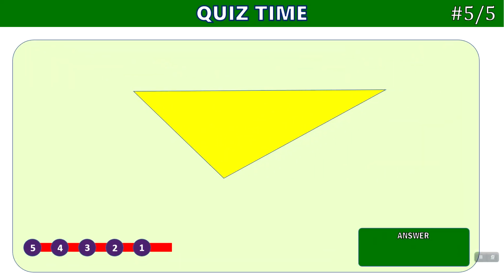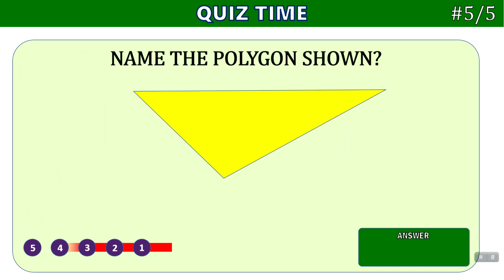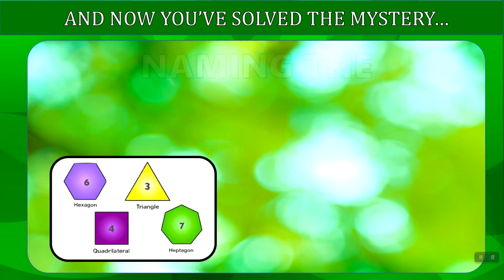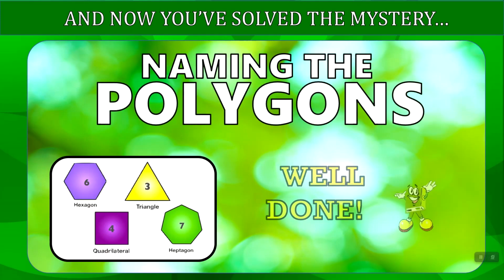And number 5, name the shape below. This is an easy one. The answer is triangle. We know a 3-sided shape is known as a triangle. And now you've solved the mystery of naming the polygons. Well done.